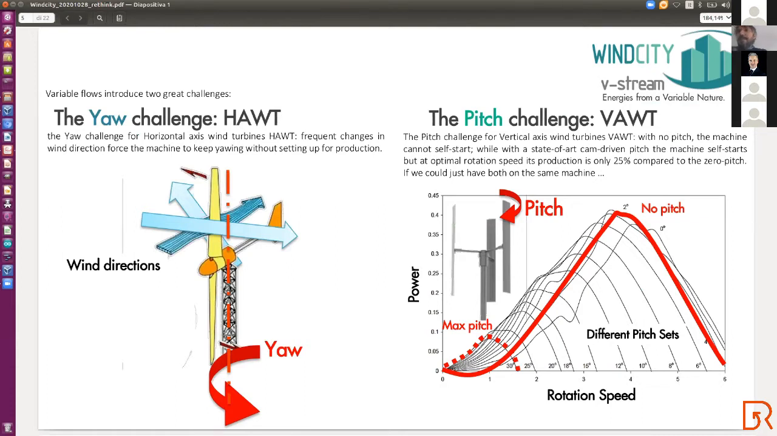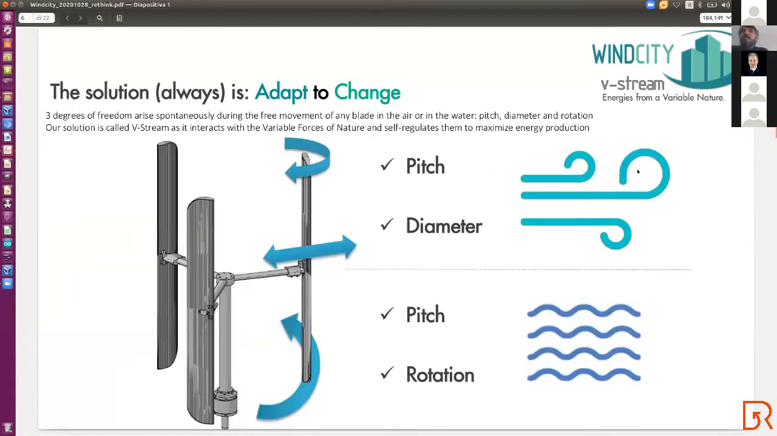A fixed pitch machine is a non-self-starting machine. As we can see in this diagram, the no pitch machine is not able to self-start, and the maximum pitch machine is able to self-start, but it does not produce in an optimal state, in a regime state. So if we just could have both the no pitch and the max pitch, and so we did this solution to have the same technical features in the same machine.